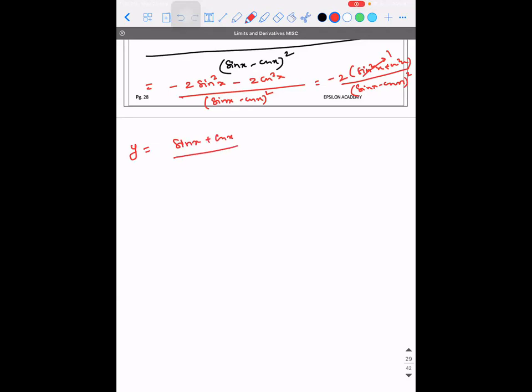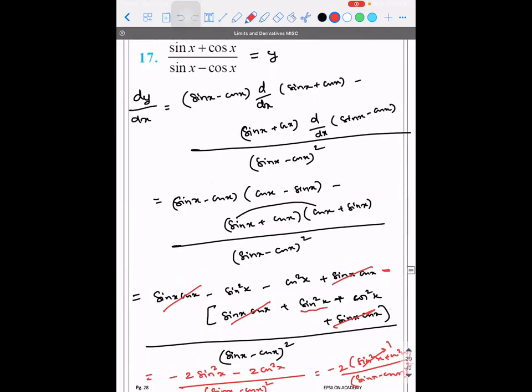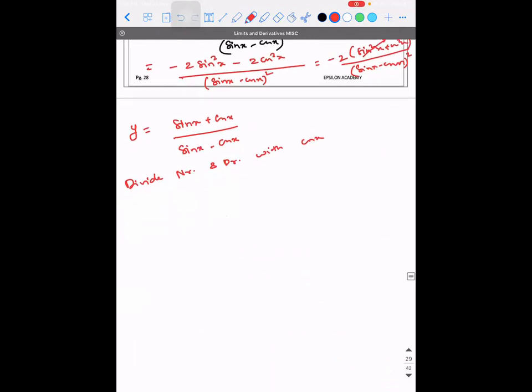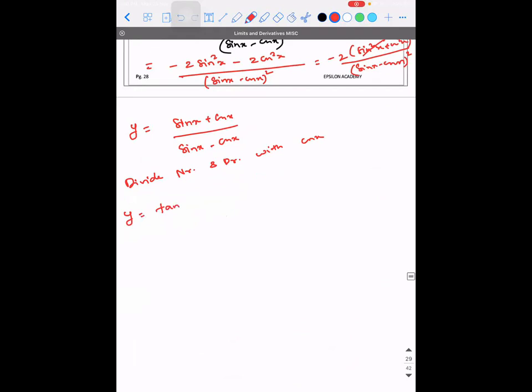See, (sin x plus cos x) by (sin x minus cos x). What did we do? We directly proceeded using the u by v rule, that is the quotient rule. But by looking at this kind of symmetry from trigonometry, I'm getting an idea: divide numerator and denominator with cos x. If I do that, I'll get y is equal to (tan x plus 1) by (tan x minus 1). Am I right, guys? Are you able to understand this?